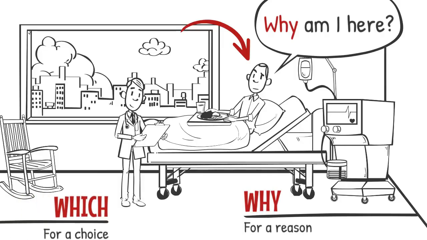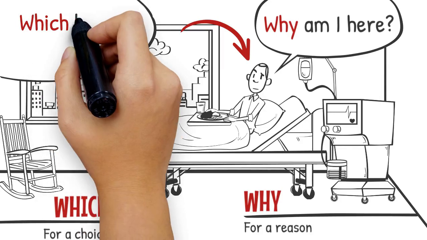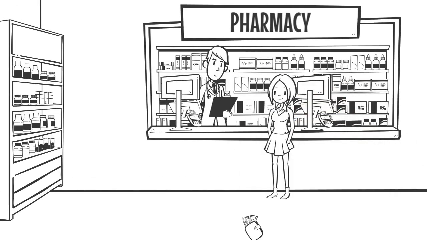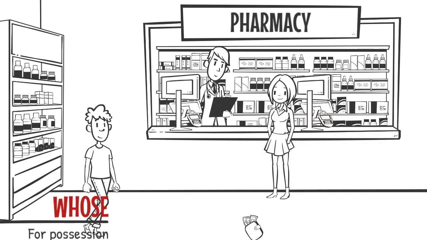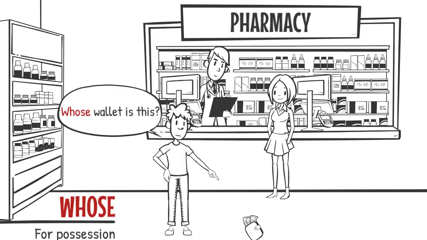Which is used when you have a choice between two different options. For example, if the doctor asks, "Which leg is hurting?" the patient can answer either the right leg or the left leg. Whose is used to ask about possession. If someone asks, "Whose wallet is this?" he is asking who the wallet belongs to.